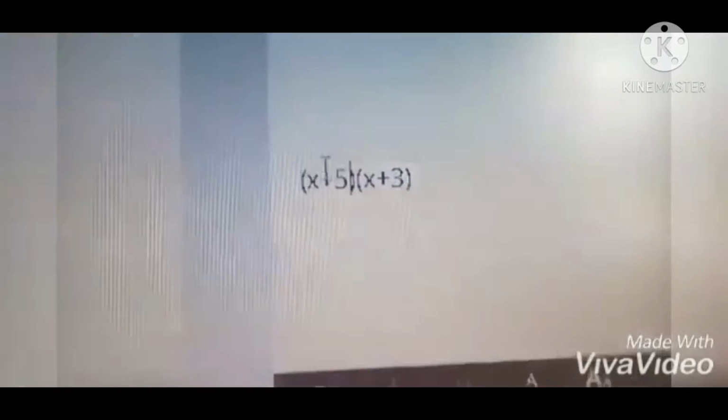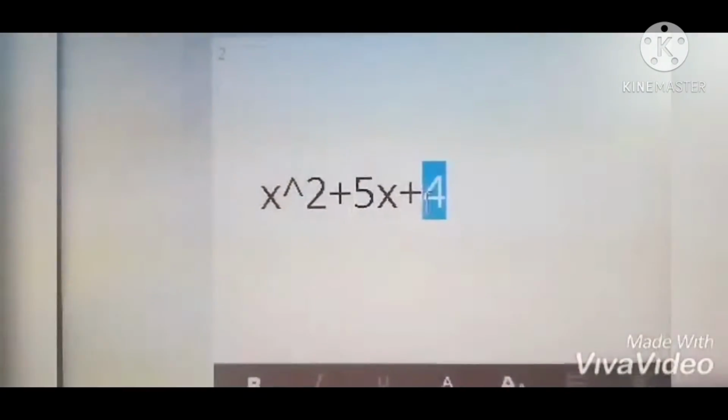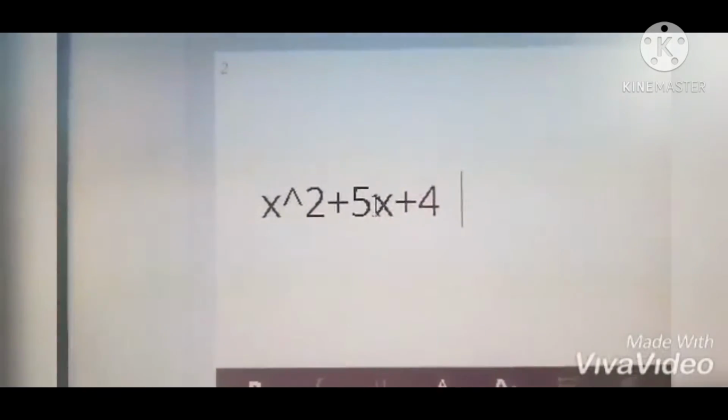The next given is x squared plus 5x plus 4. So we have to find the multipliers of 4 whose sum is 5. These are the multipliers of 4: 1 times 4 is 4, and 2 times 2 is 4. When we sum, we have to get 5. So 1 plus 4 is 5. So this is already our answer.